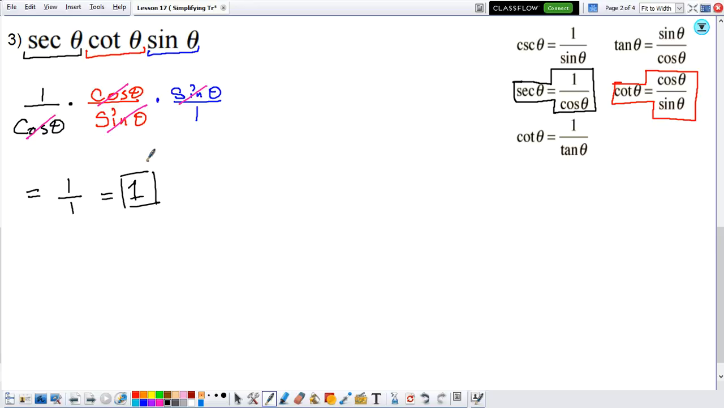All the problems are always going to be set up in such a way where you can cancel either cosines or sines after you rewrite each of those expressions. So now, let's look at our next example here.